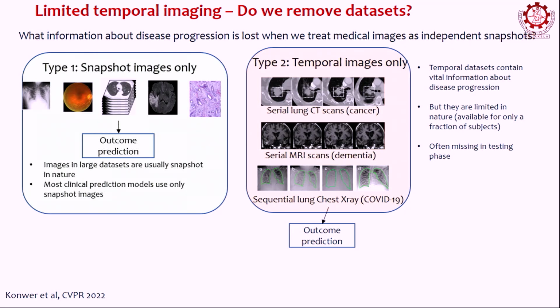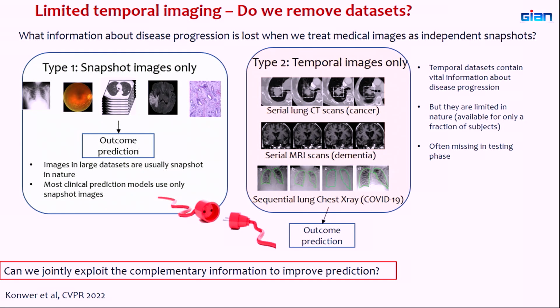So, you have trained your model on, let us say, thousands of temporal images, each patient has 10 or 20 images, but when it comes to testing the model, you only have one image. How do you do that? How do you use a model that has been trained on temporal images for inference when you only have snapshot images? That is what we try to do here. We wanted to jointly exploit the complementary information to improve prediction.